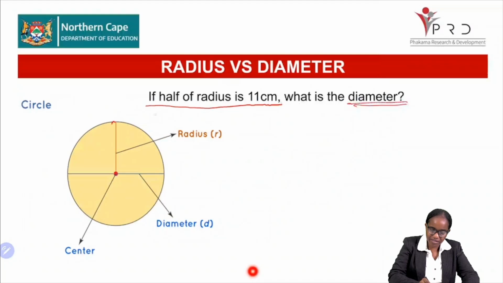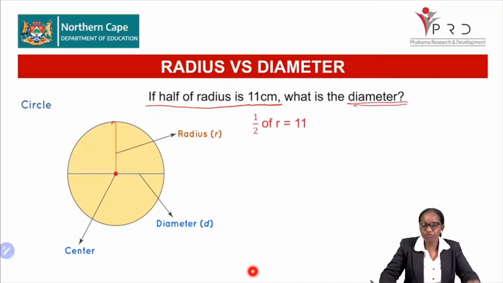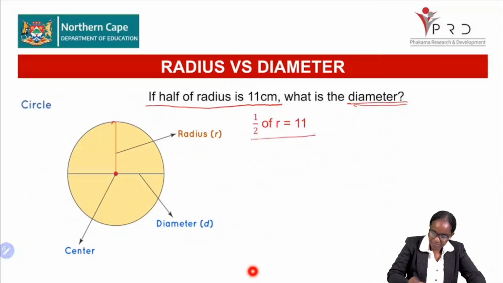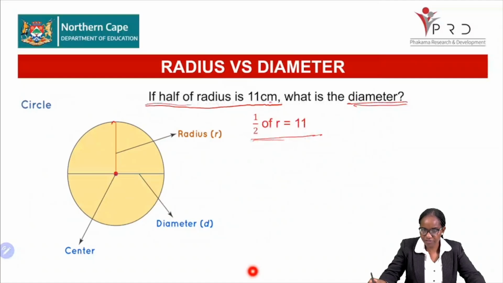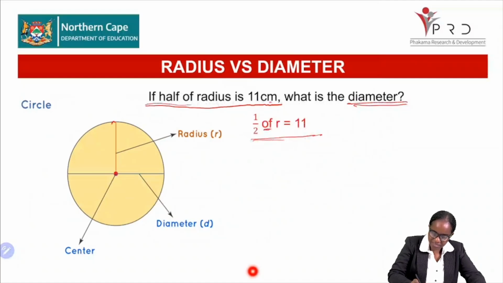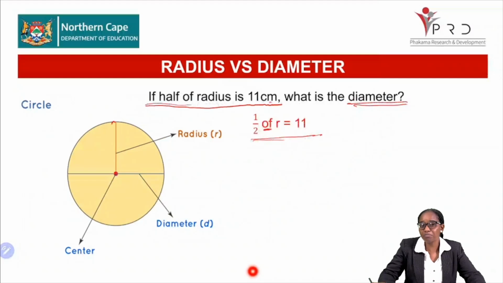Okay, we are given that half the radius is 11 centimeters. So what it means is we can write our formula as half of radius is equal to 11. This statement is the same as this one: half of r is equal to 11. And in mathematics, we know that "of" means multiplication. So this is half times radius equals 11.